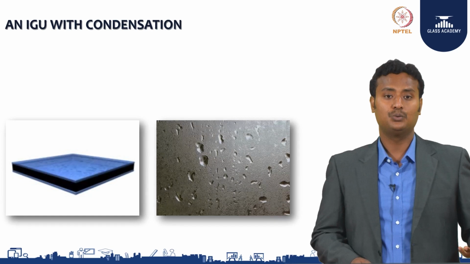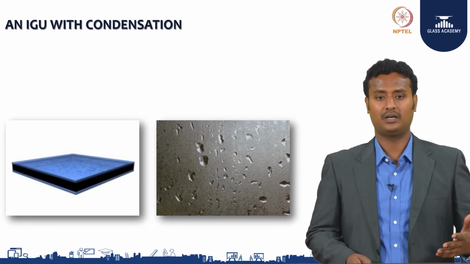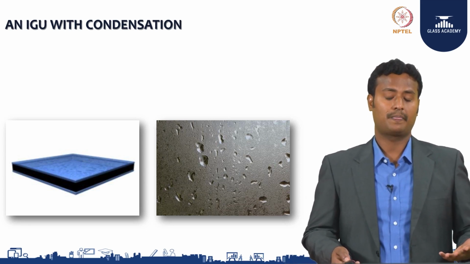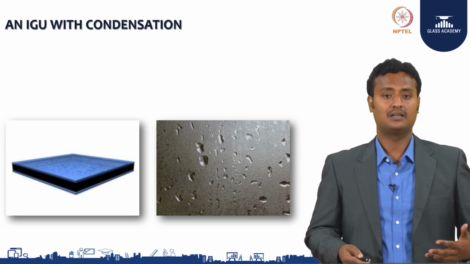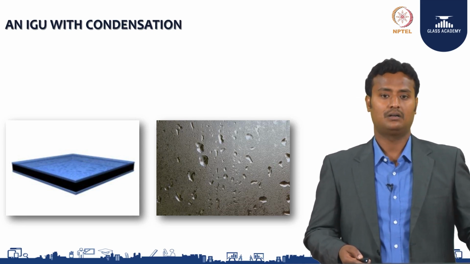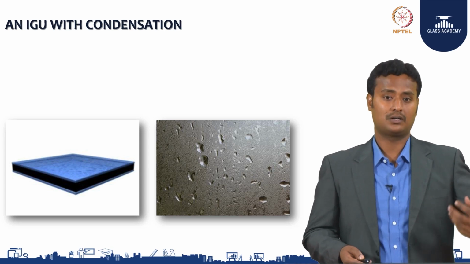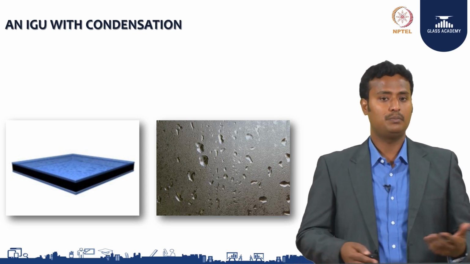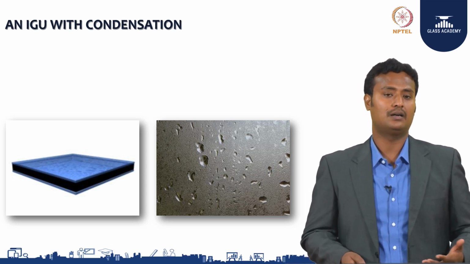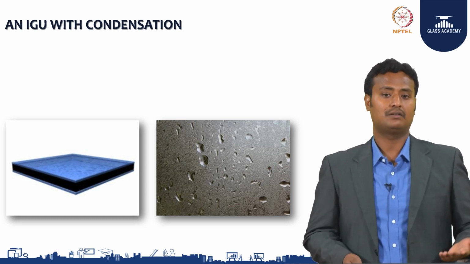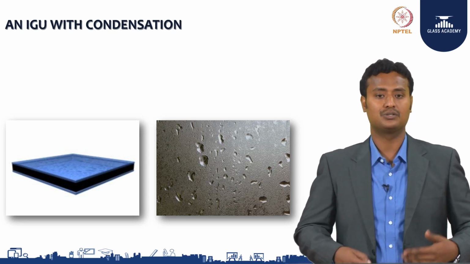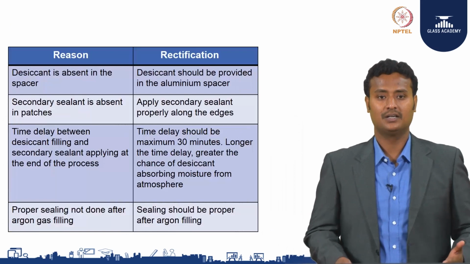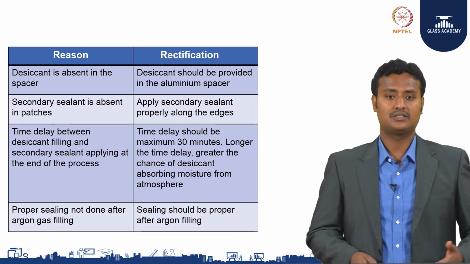And this is an IGU with the condensation effect. This effect, which we widely discuss, happens because your desiccant has failed. Basically, it has pre-absorbed nitrogen, hydrocarbons and water, enormous water has been absorbed. So, it cannot perform because it has already absorbed 100%. That is why the IGU will fail. You will have an effect of condensation, which means a foggy effect, you will not be able to see through from inside to outside. So, you will have to replace your DGU. Next reason is desiccant absence in the spacer, which is a complete failure.